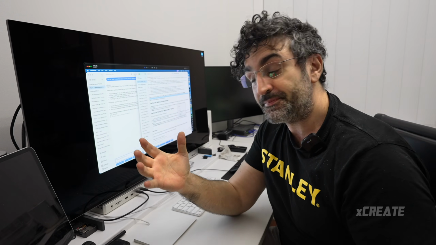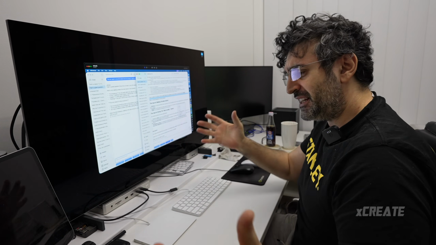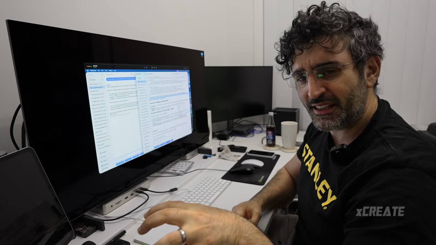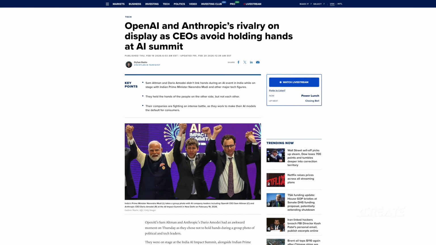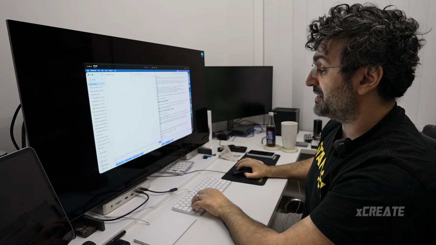And a month or a couple of months ago, there was an event in India, and it had all the AI giants. And I think Sam Altman and the other guy from Anthropic didn't want to hold hands. And it was kind of a famous picture. So that was fun. Instead, I'm going to hit it with the next riddle.